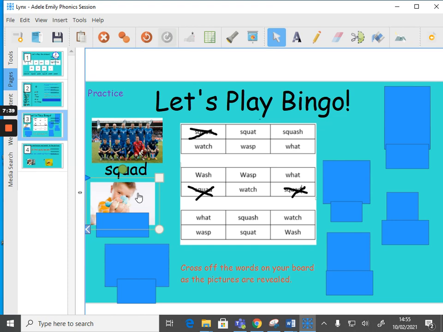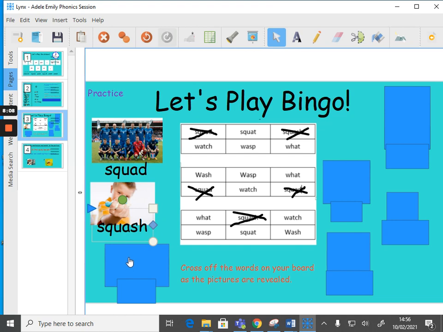which is spelt with an A. Squash. Here it is on my bingo board. Squash on board 2. Fantastic. I'm going to now reveal the spelling. Squash. Good job, everyone. Keep going.